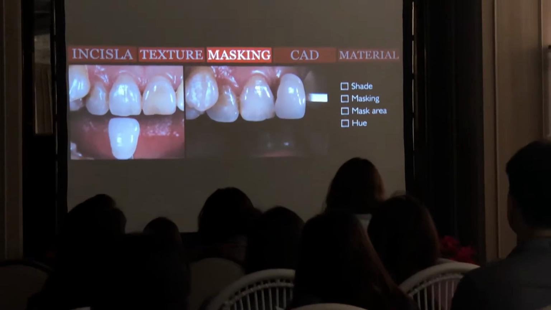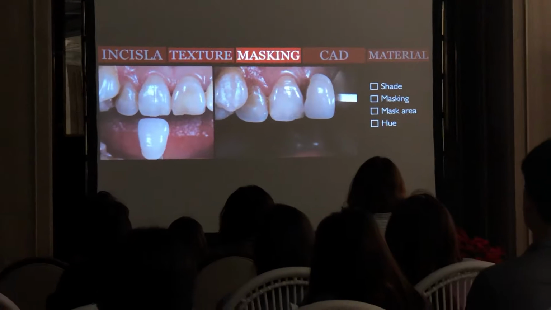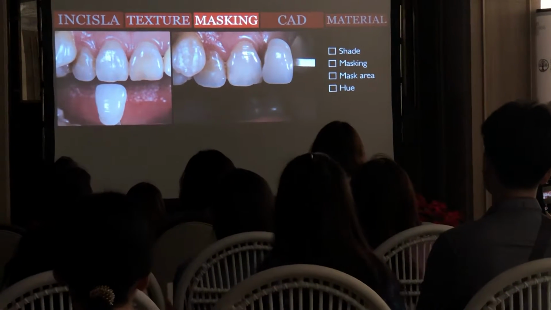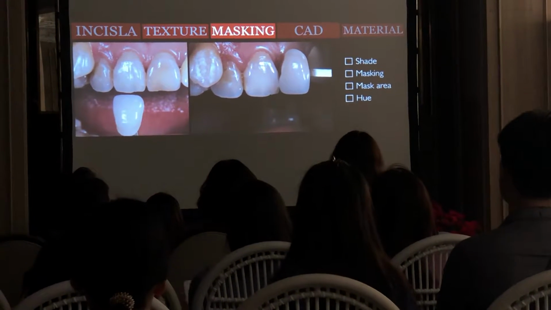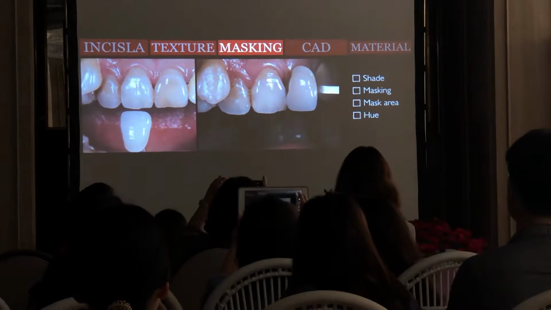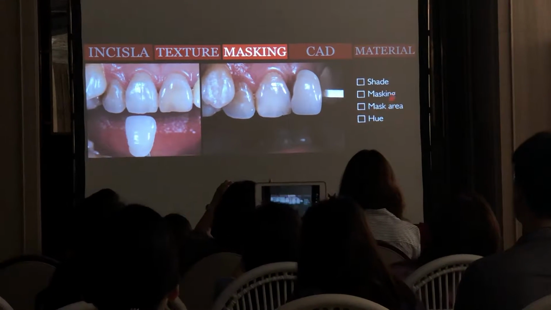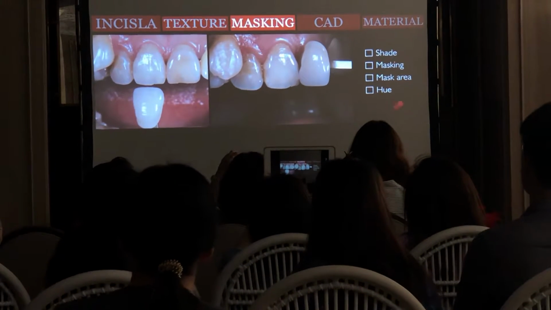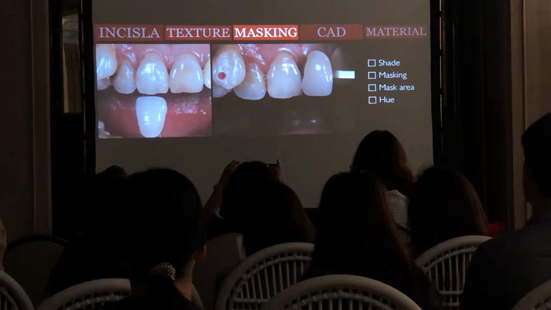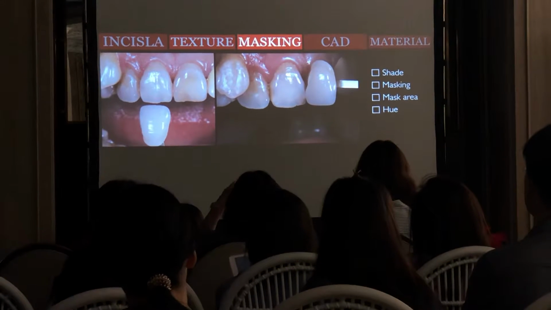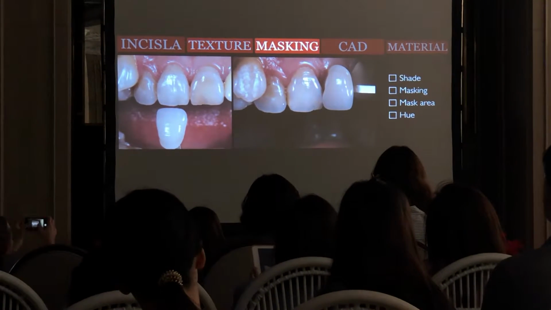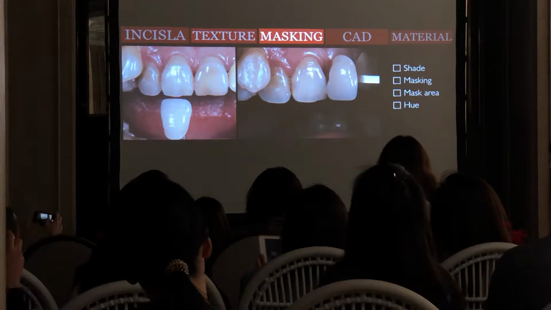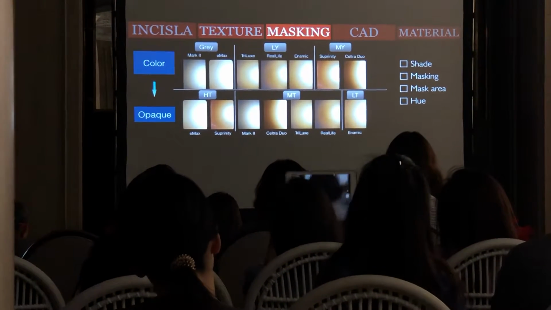And after you took all these photos and now shade taking, you need to decide what is the shade. Do you want masking? Do you have discoloration, where? And the neighbor tooth hue: gray, light yellow, or milk yellow. So now, this chart, we show this again.